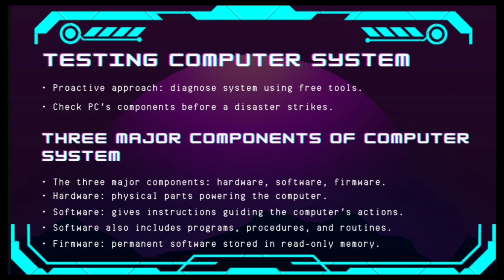First, hardware, the physical parts or components of a computer. Second, software, instructions that tell the computer what to do. Software comprises the entire set of programs, procedures, and routines associated with the operation of a computer system. Third, firmware, permanent software programmed into read-only memory.